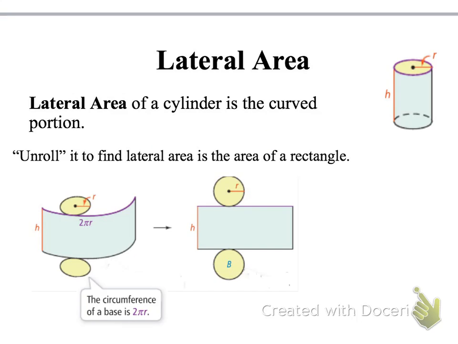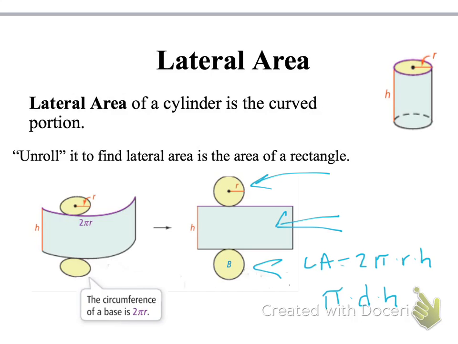The lateral area of a cylinder is the curved portion. To find the lateral area, we unroll it, and it's going to look kind of like this rectangle here with our two circles. So our lateral area equation is going to be 2 pi times your radius times your height, or pi times your diameter times your height.